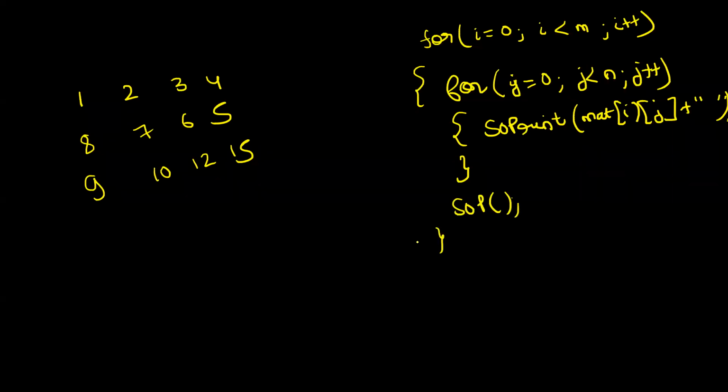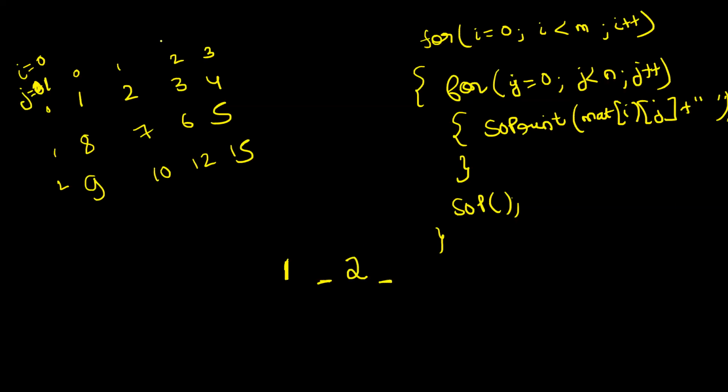Now let's try to understand what is happening. First of all, the value of I will be 0, and J starts from index 0. So the value of J will also be 0. So what do I print? I print mat of 0, 0. And what is mat of 0, 0, guys? 1. So 1 will be printed and I print a space. So my cursor is here itself. Then the value of J will become 1 and I print mat of ij. What is the value of I? 0. And the value of J is 1. So mat of 0, 1, that is 2, will be printed. So I print 2 and I print another space.